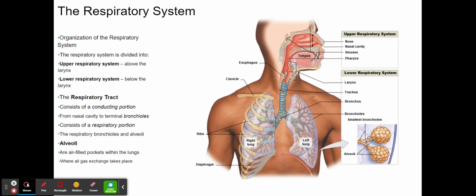The respiratory portion of the tract includes the smallest, thinnest bronchioles and the associated alveoli, which are the air-filled pockets within the lungs where all gas exchange between air and blood takes place. Gas exchange can take place quickly and efficiently because the distance between the blood in the alveolar capillary and the air inside the alveolus is generally less than 1 micrometer. In some cases, this distance is as short as 0.1 micrometers.